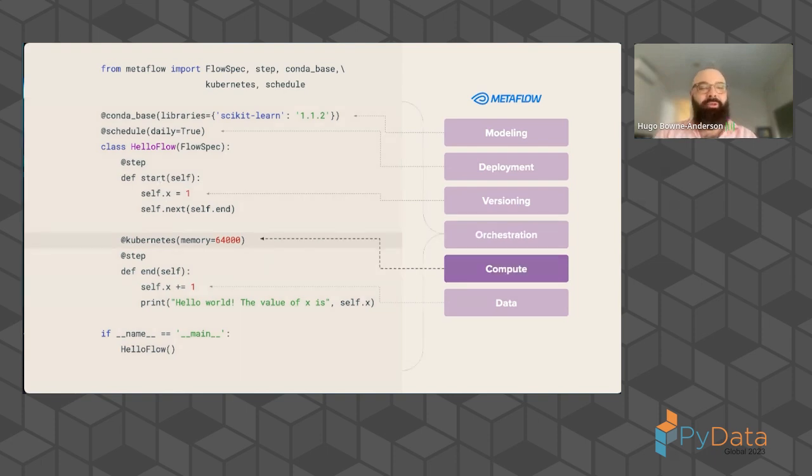In terms of compute, if I didn't have this decorator, by default, all of this would run locally. If I have a step where, let's say, I want to do some pretty significant generative AI training, for example, I can use a Kubernetes decorator and specify the memory that I require in order to send that to the cloud. And in terms of data, this is once again how we interact with data. So we're incrementing self.x by 1 here.